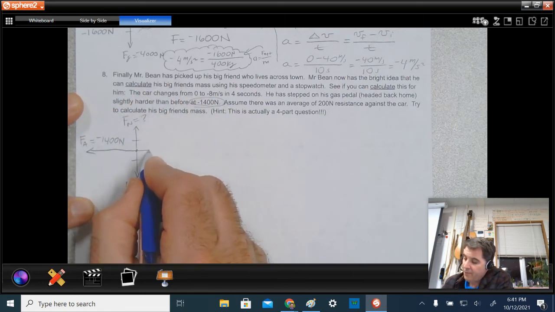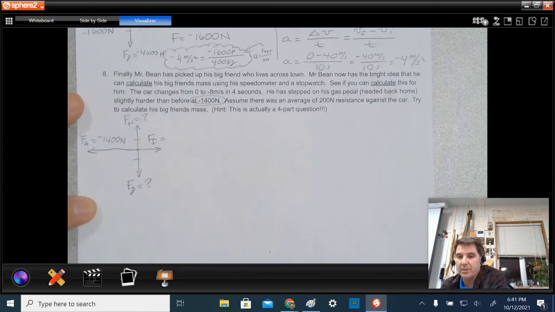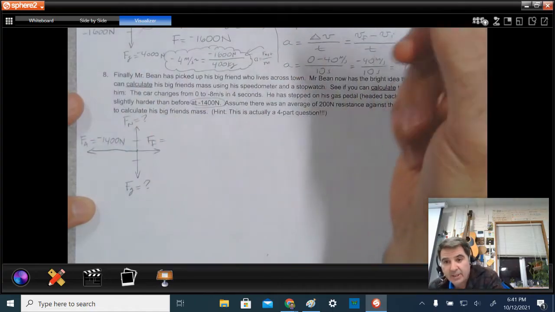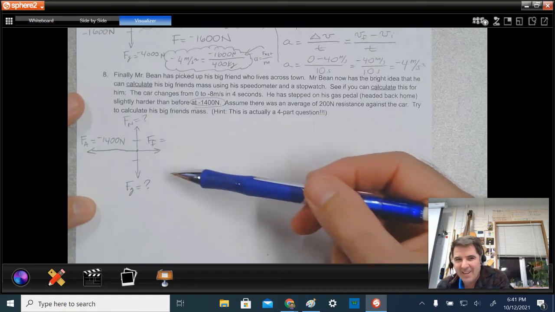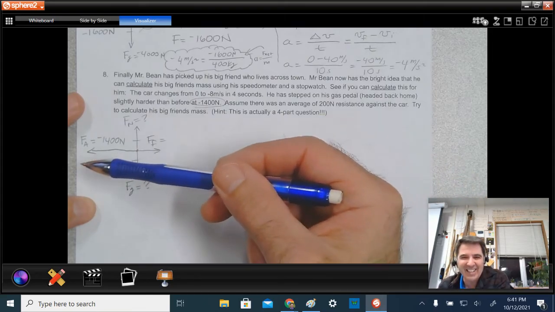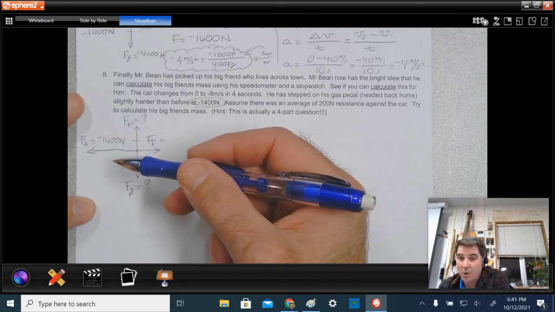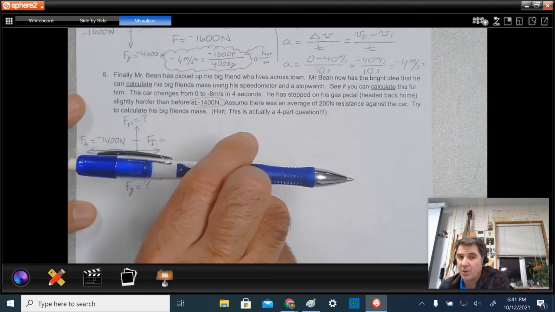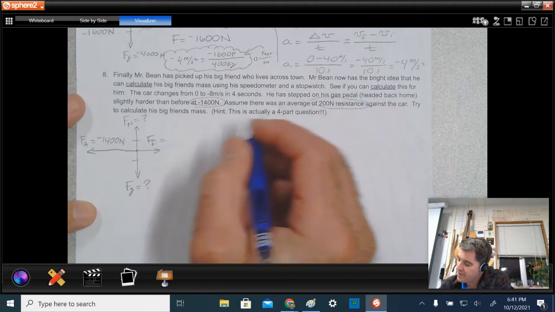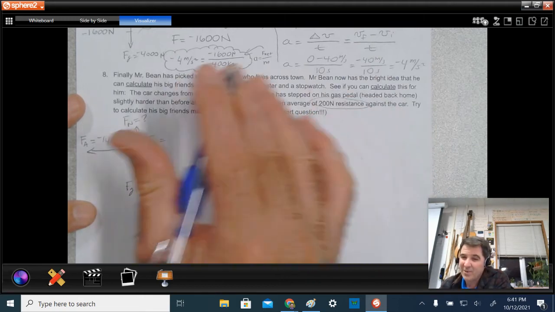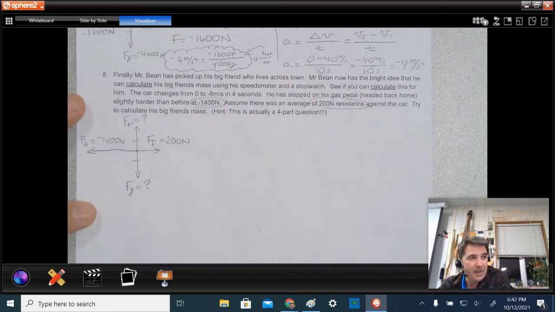Okay. And then we have a force this way. That's the force of friction. The force of friction always opposes motion. So he's going back home in that direction, and that's negative, and that's the direction home is. Friction is always against it. So friction is always going to oppose motion. And so the friction is 200 newtons of resistance. This would be like an A question on the test. This is a good one. So it's 200 newtons. Okay.